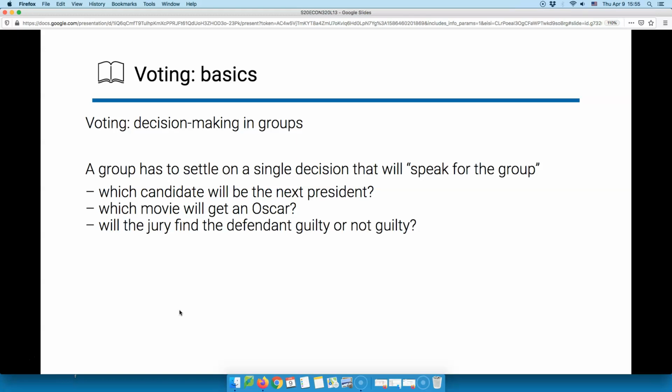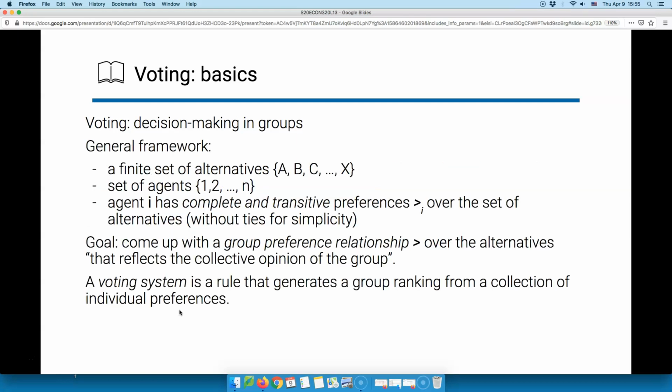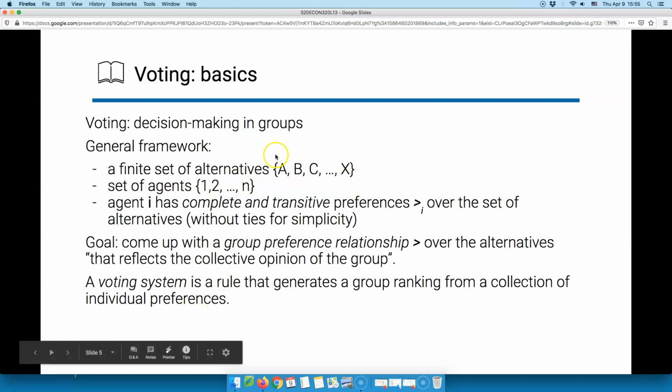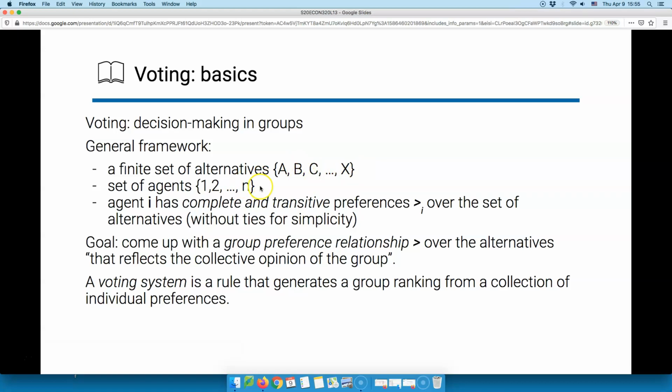And so here's the framework for this problem. We're going to have a finite set of alternatives, and here I'm just using capital letters for alternatives. And then there's also going to be a finite set of agents or group members, and for them I'm just going to be using numbers. I'm going to index them. An agent with a number i would have complete and transitive preferences over the set of alternatives, and to make things a little bit more simple, there's not going to be any ties. So that means that the agent can always say whether he or she prefers A to B or B to A without the possibility of tying between A and B. So the agent always leans toward one of the two alternatives.